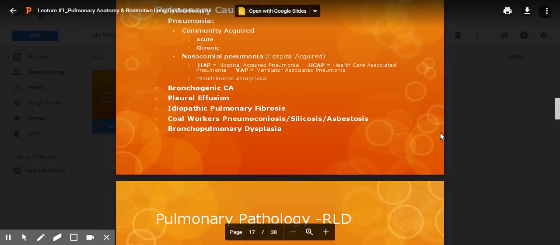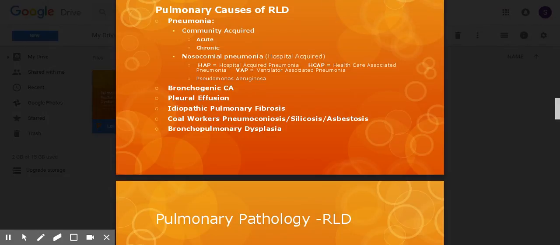Again, there's no expectation that you would memorize this laundry list of pathologies, and this isn't a patho course. However, I do want to discuss each of these in a little more detail to explain the mechanism of action as to why these various pathologies then result in restrictive lung dysfunction.